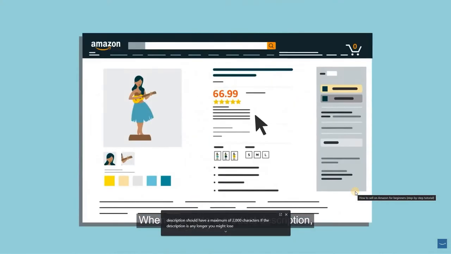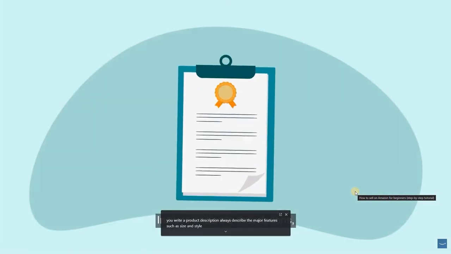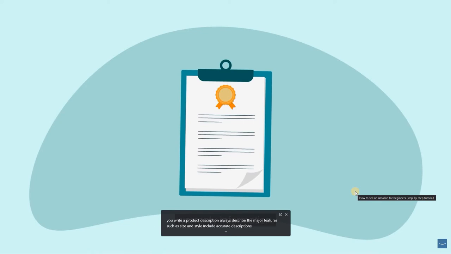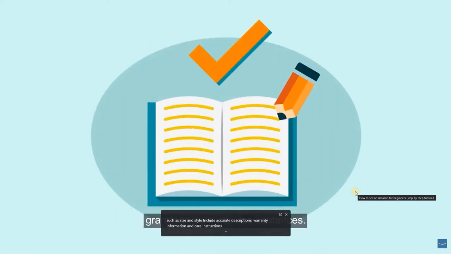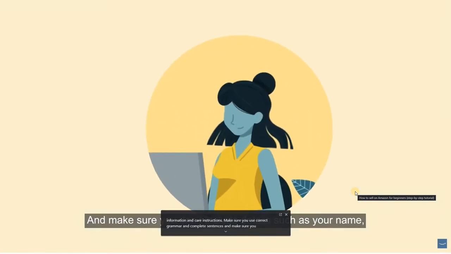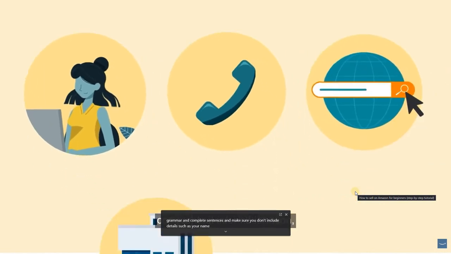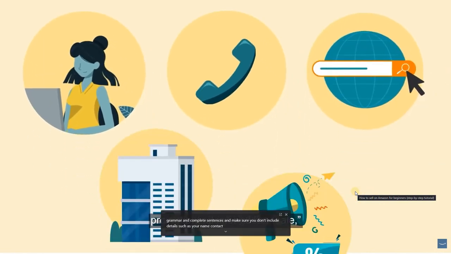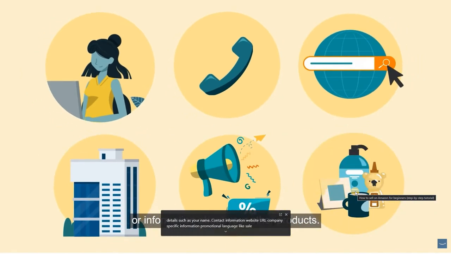When you write a product description, always describe the major features, such as size and style. Include accurate descriptions, warranty information, and care instructions. Make sure you use correct grammar and complete sentences. And make sure you don't include details such as your name, contact information, website URL, company-specific information, promotional language like sale, or information about your other products.